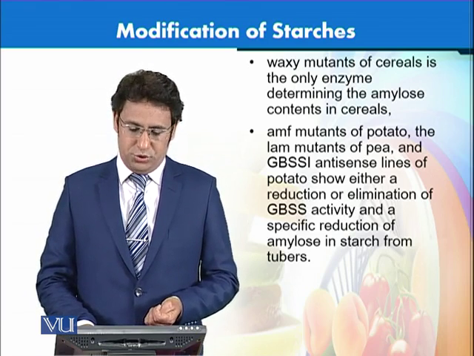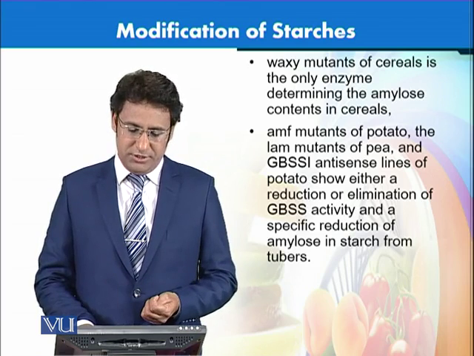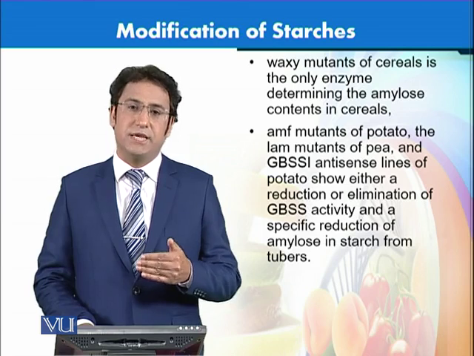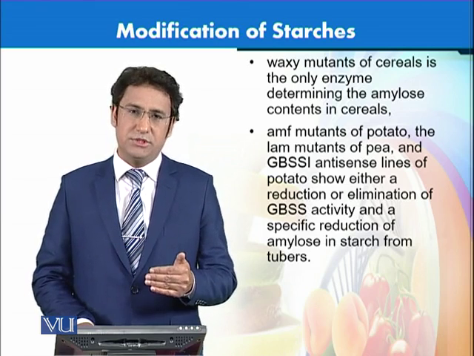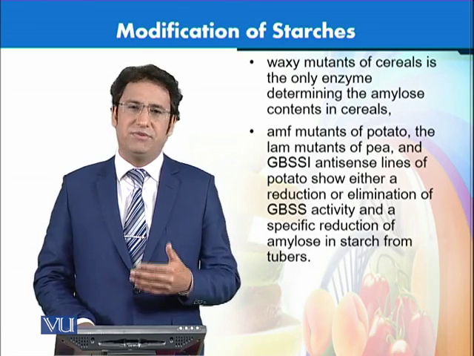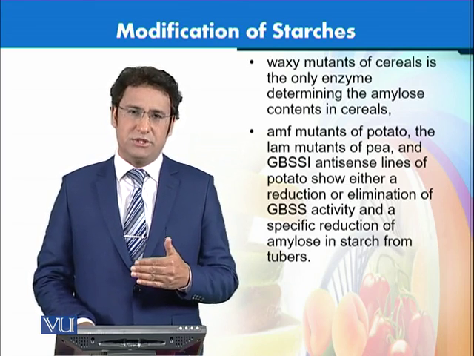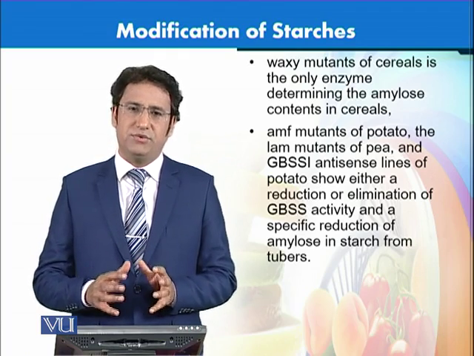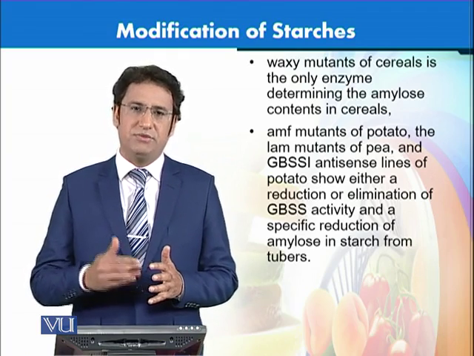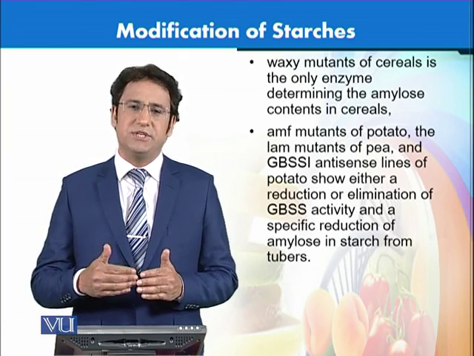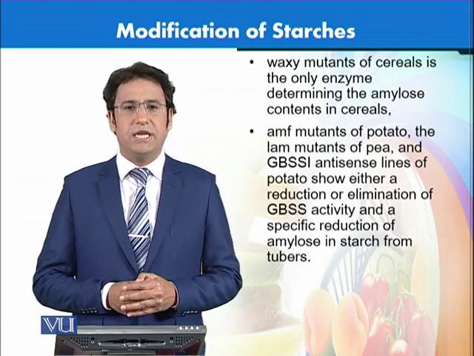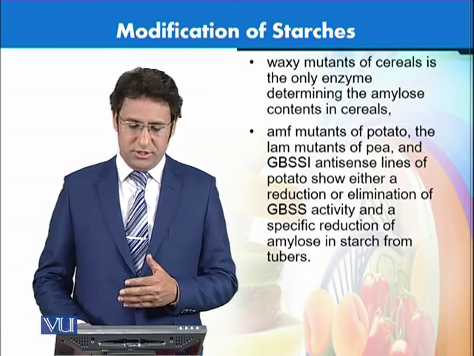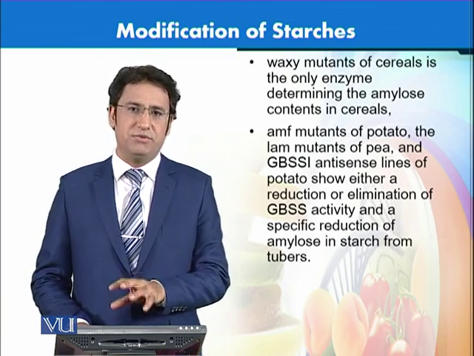They have all shown that they can reduce the activity of GBSS, and this reduction in GBSS enzyme activity by these mutants would produce a specific amount of amylose in the final product. So that is how these different mutants can affect the expression of this enzyme, and this expression of enzyme in turn would lead to different ratios and proportions of amylose content within the starch component of these crops.